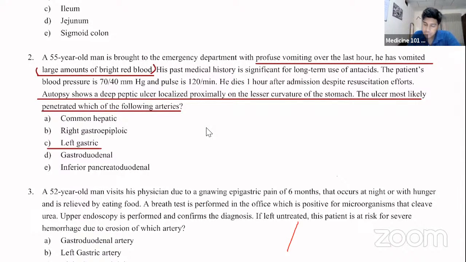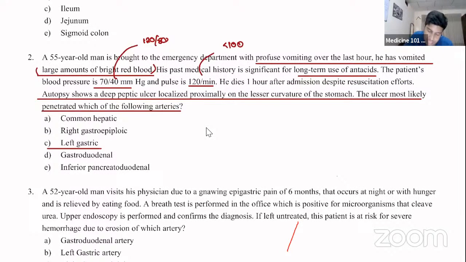His past medical history is significant for long-term use of antacids. The patient's blood pressure is low. Low blood pressure means that the blood is not in the circulatory system. It's bleeding somewhere. And our heart tries to contract harder because it needs to maintain a proper pressure, so you have a high pulse. Normal pulse should be less than 100. Normal blood pressure, 120/80. And he dies.